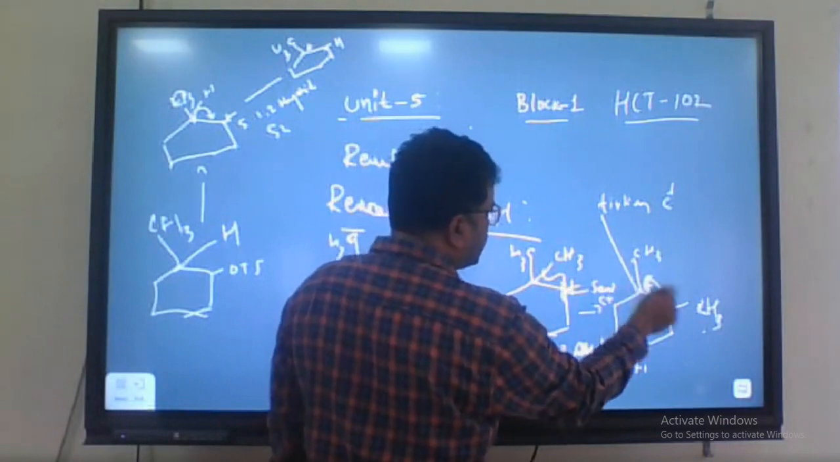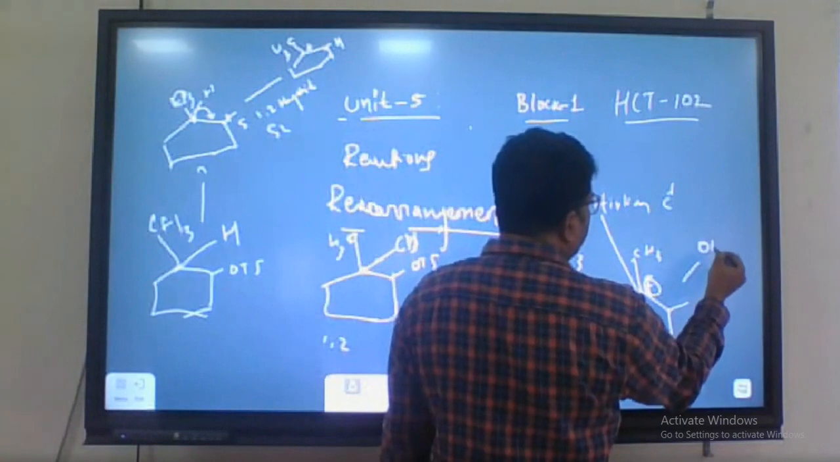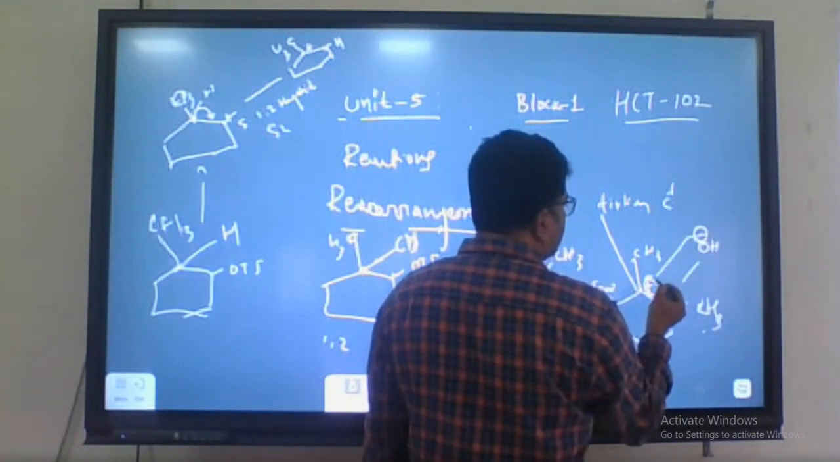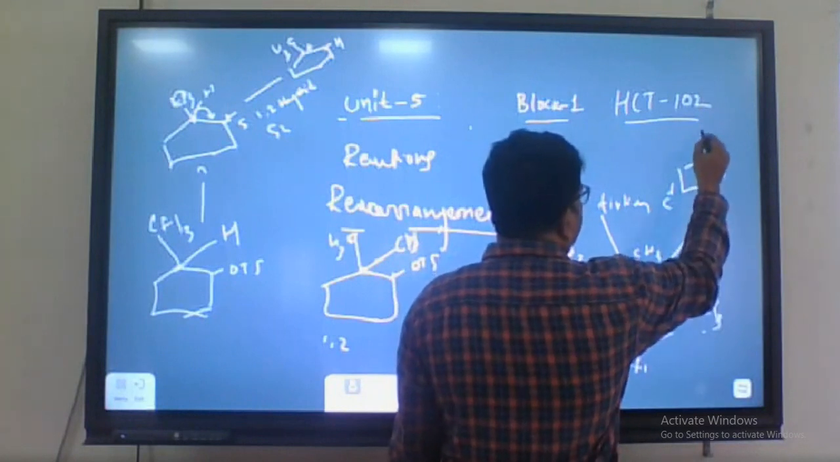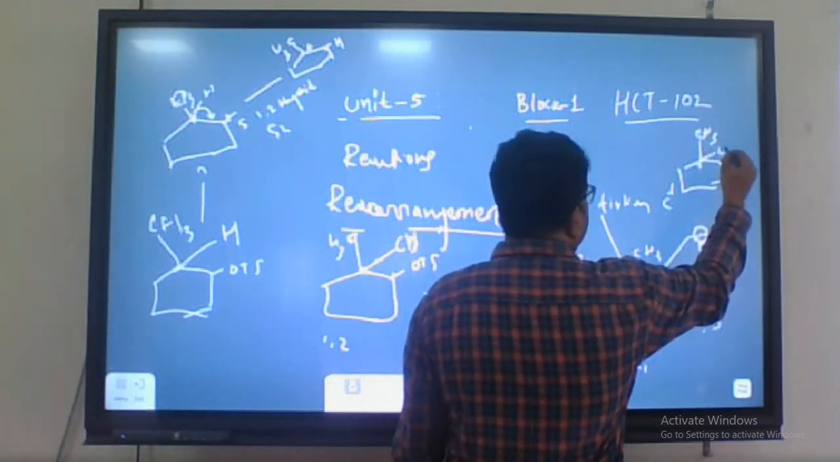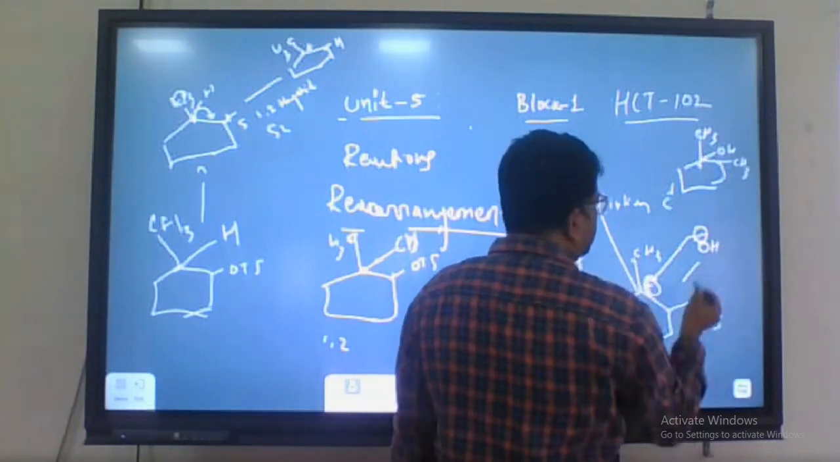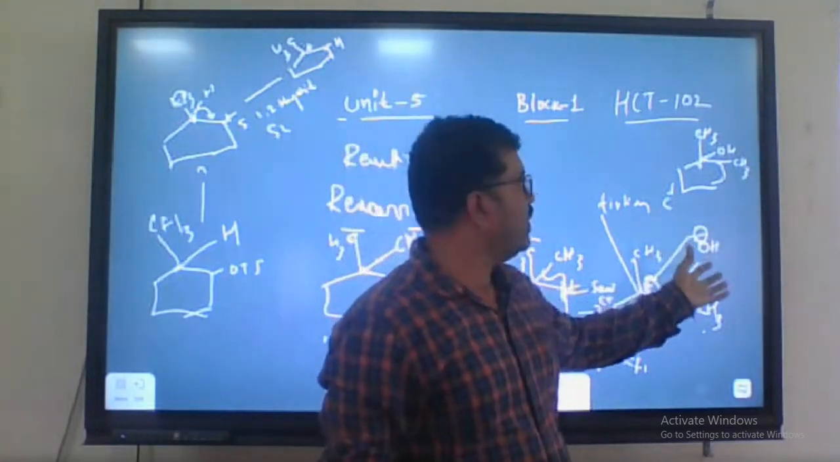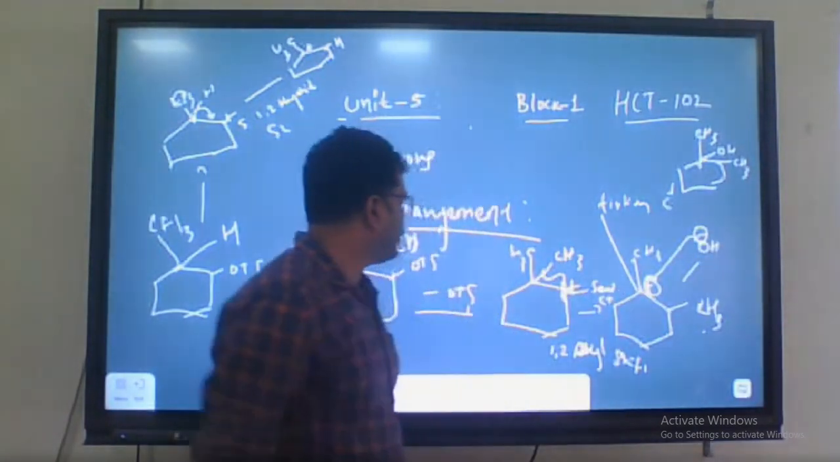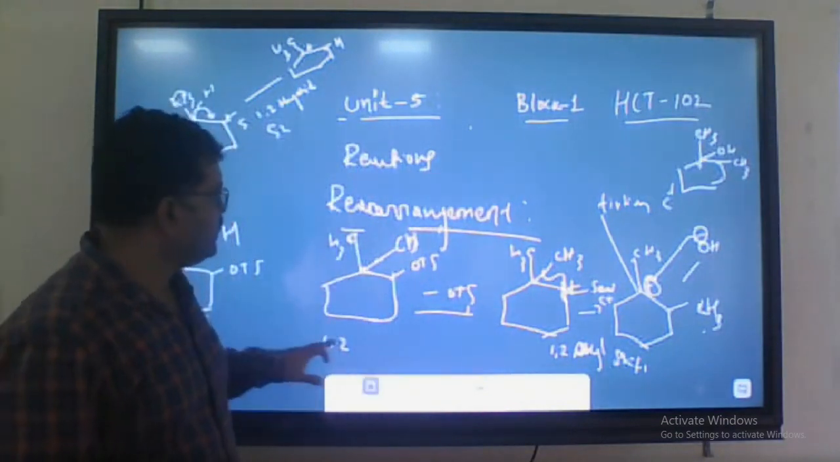So that is the shift. In the next step, any nucleophile attaches to the carbon and forms the final product. This one is the product. After the tertiary carbocation forms, any nucleophile you have forms the product. So this is rearrangement.